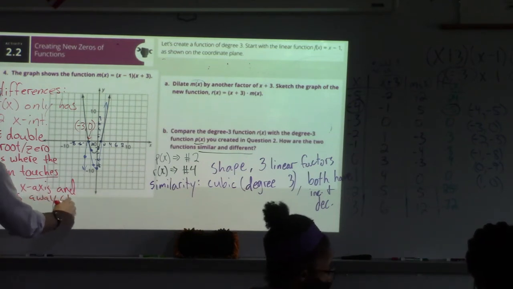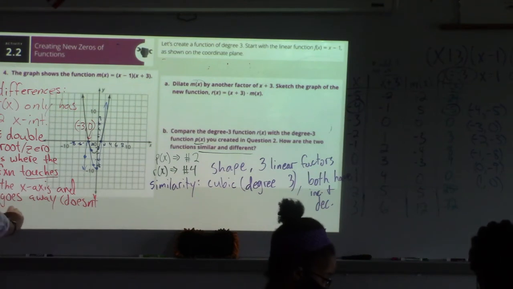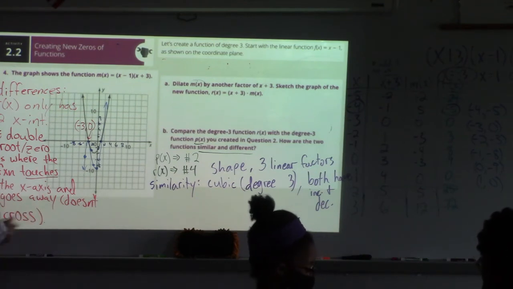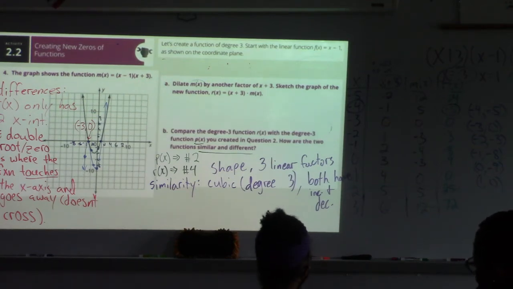So it doesn't cross. It intersects it, it touches it, but it does not cross through that x-axis. That is an important distinction to notice here. Whenever you have that double root happening, it's not going to cross through that x-axis. It's going to touch it and go away.